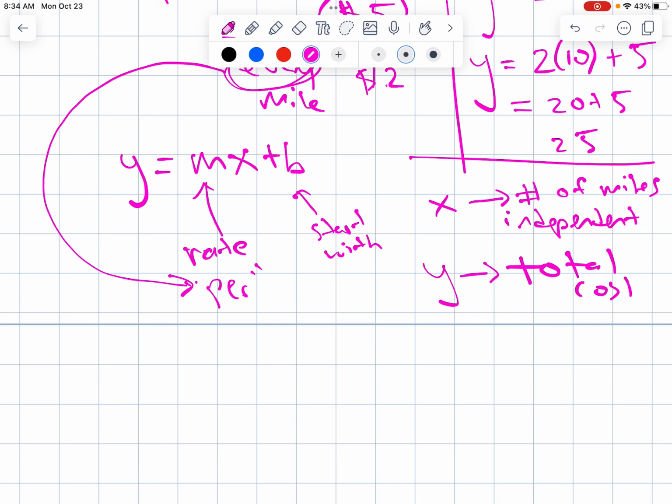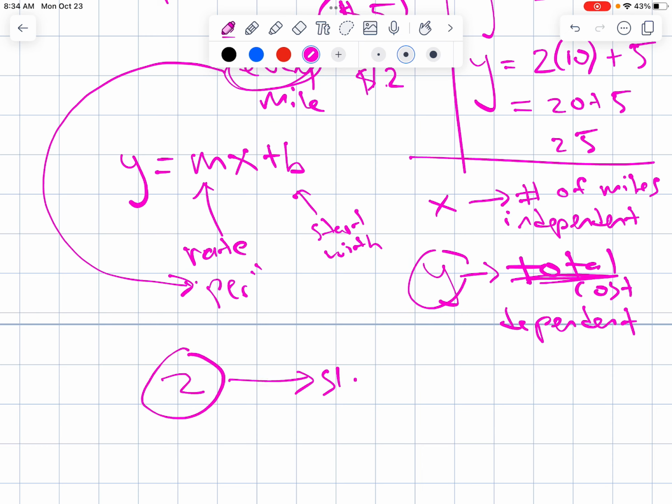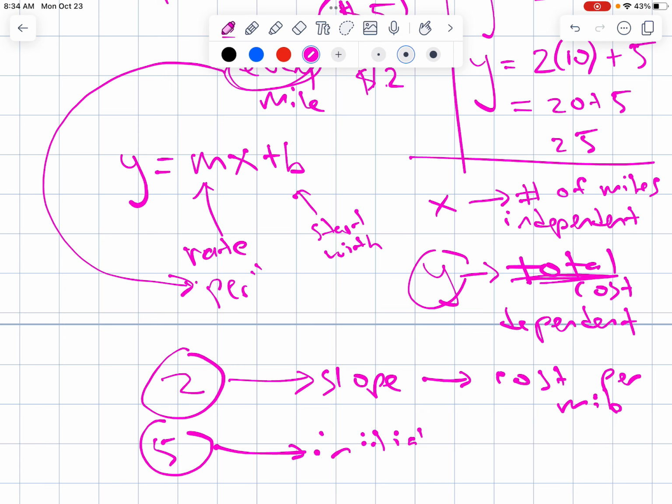Now remember this for y. Y is usually the total, okay? So y is the total cost here, and the total cost is the dependent variable. It depends on the number of miles you chose to drive. Okay, and in this equation, what does the 2 stand for? The 2 is your slope, and it's the cost per mile, and the 5 is your initial fare. It stands for your y-intercept.